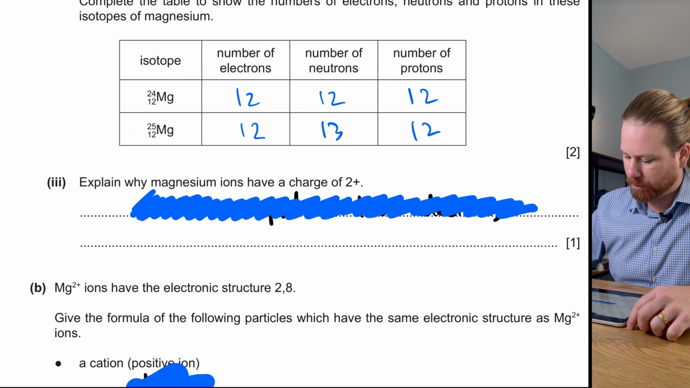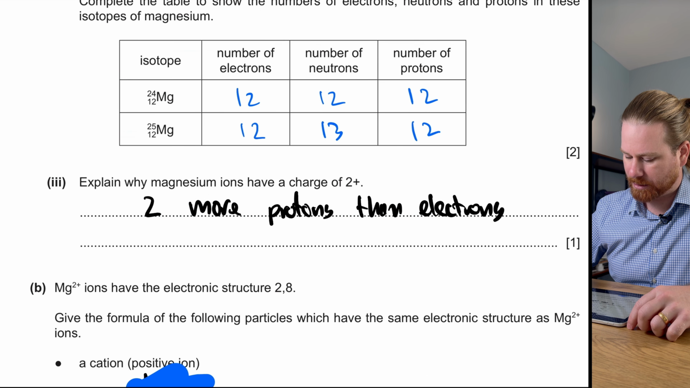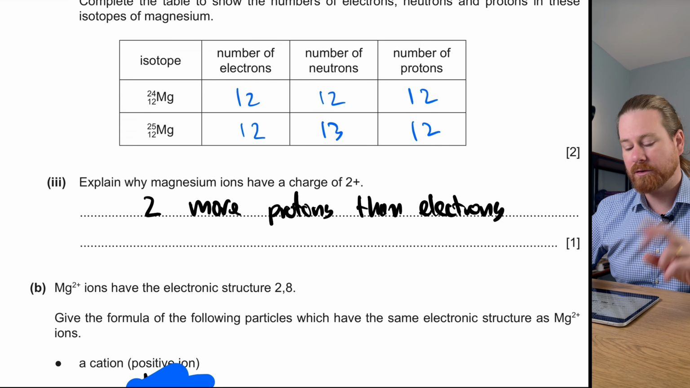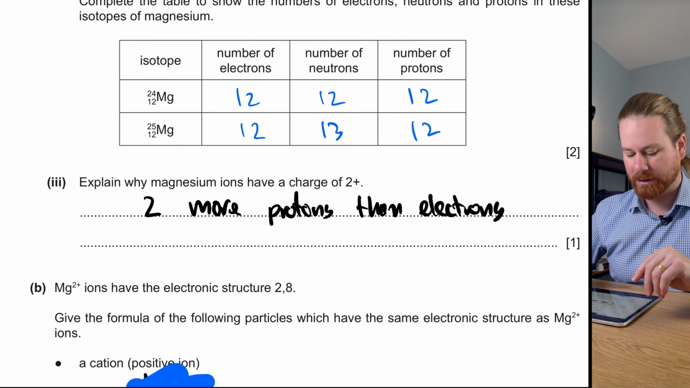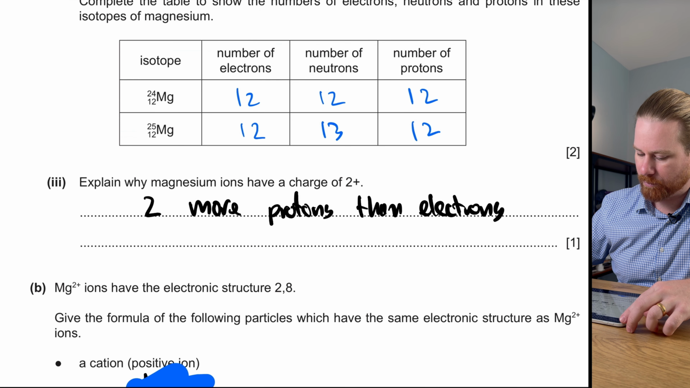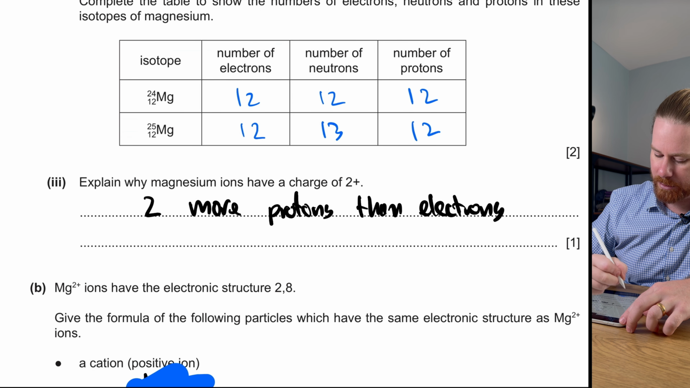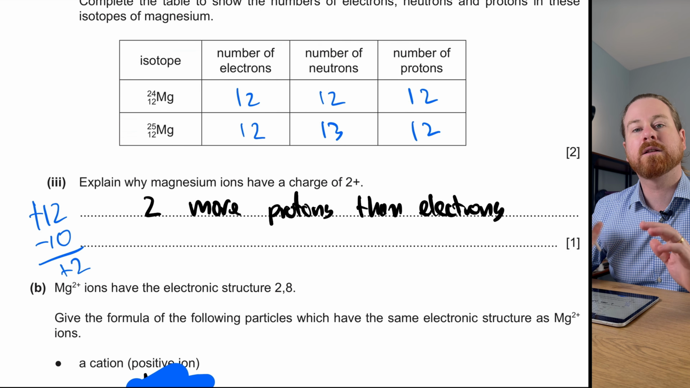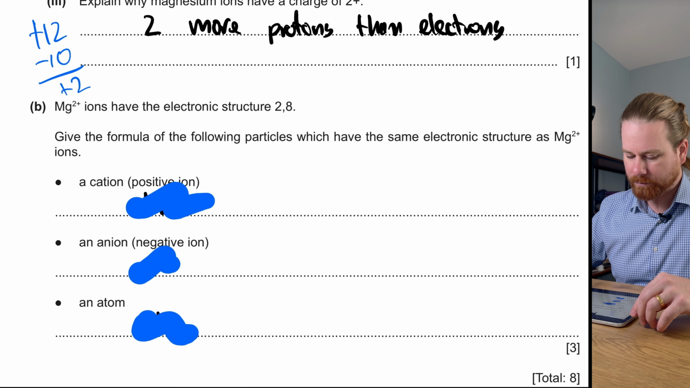Magnesium ions have a charge of 2+, because they have 2 more protons than electrons. It has the 2+ charge because it loses those 2 electrons to have a full outer shell. If we do a quick calculation, we'd have 12 positive protons and now 10 negative electrons, so that's where the 2+ charge is coming from.